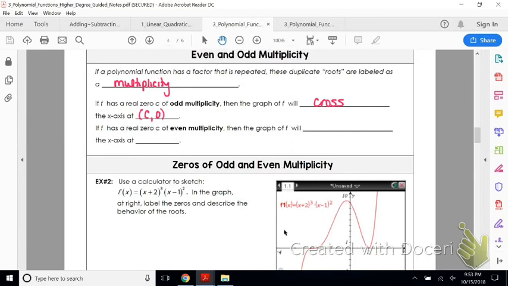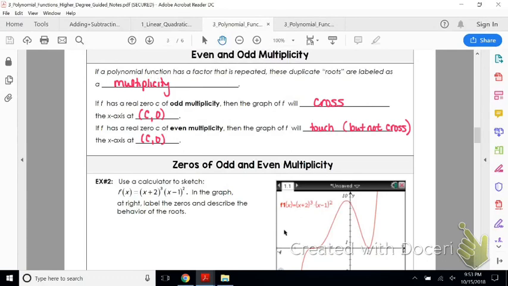If f has a real 0 of even multiplicity, then the graph of f will touch but not cross the x-axis at (c, 0). Okay, so I forgot my parenthesis there, close parenthesis.